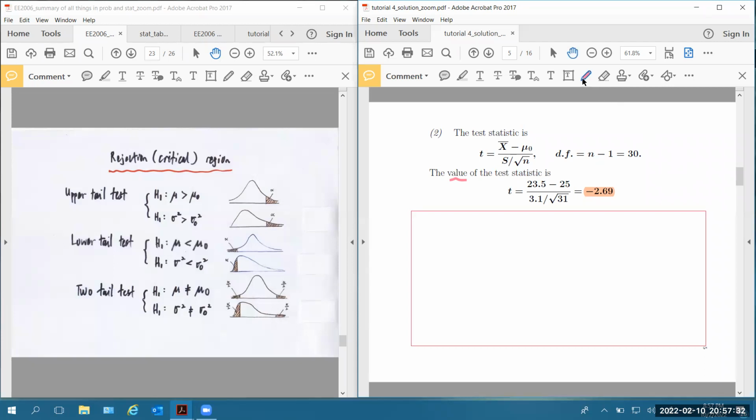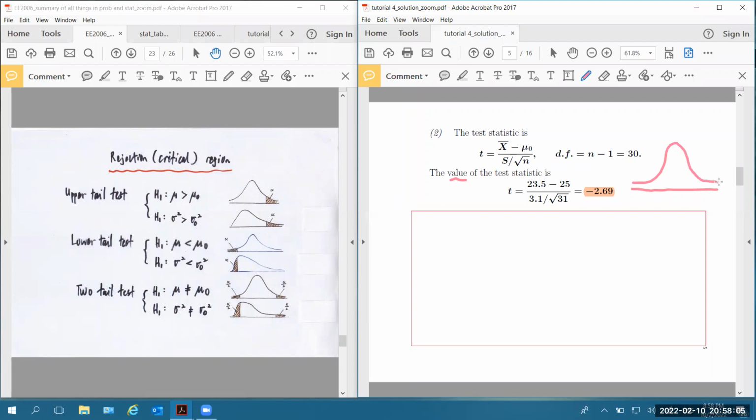What probability distribution are we going to draw? It is the t distribution. All right, we should be drawing the t distribution. You follow the test statistic. Okay, so you see the test statistic is t. So that means we will be drawing the t distribution.